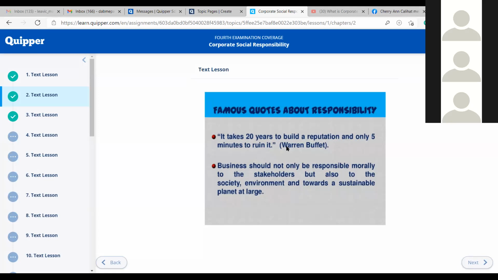Kanang commitment sa mga tapos pagkahuman kay naguba dayon iyang reputation tungod lang sa isa ka mistake. So ang iyang gidyog na 20 years is sayang lang tungod sa mistake lang niya nga nabuhat in 5 minutes. Then nadaot na dayon. Okay, so yeah.